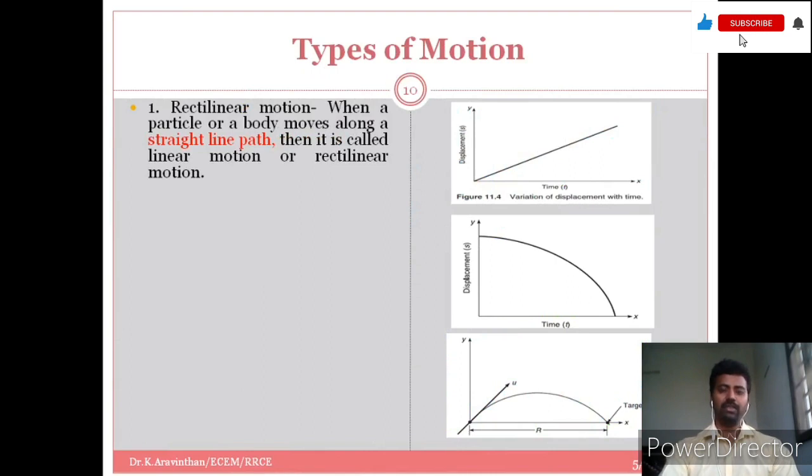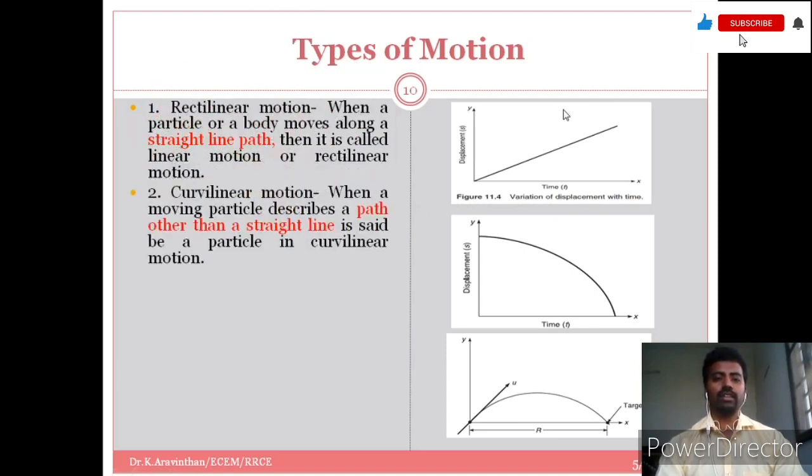Next, we will move on to types of motion. There are three types of motion. The first is rectilinear motion, which is a straight path. An object can move in a straight path with a constant increase or decrease of motion.